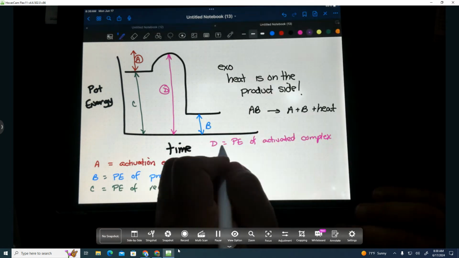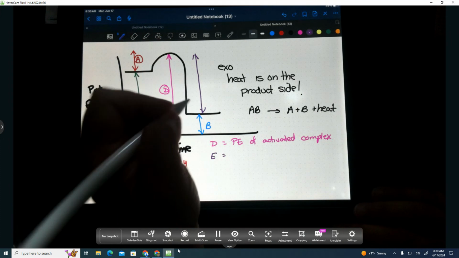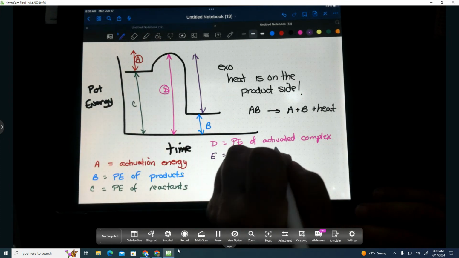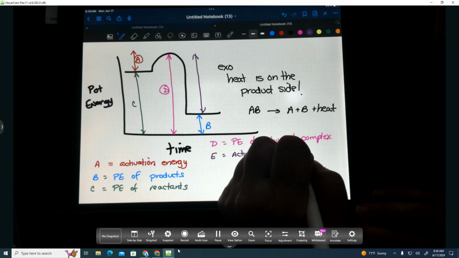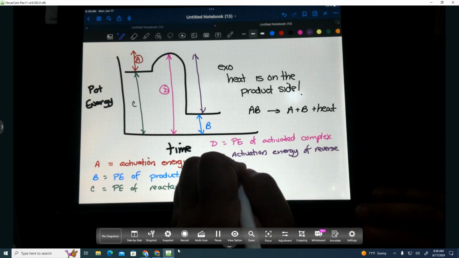E, I'm running out of colors here. E, which is right here, is the activation energy of the reverse reaction.